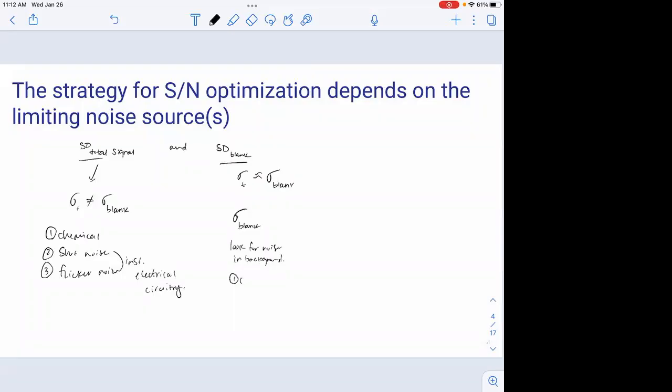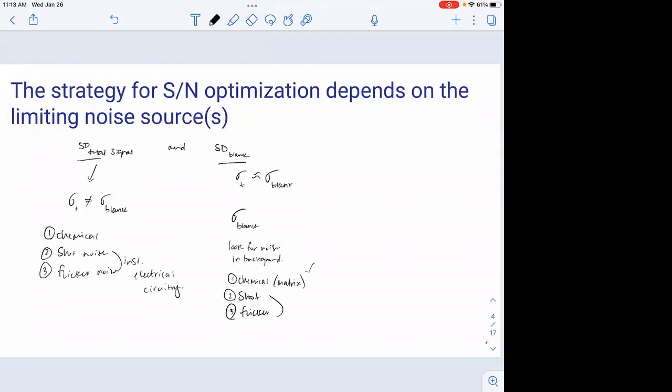Again, it might be chemical noise, right? So this could be noise from your solvent, anything that's a chemical that's not your analyte of interest that you're trying to measure anything about. So this is a chemical probably coming from the matrix of your sample. Could be shot, could be flicker. Again, these two are going to be hard for you to eliminate if you're just a tech running a method in your lab. But if it's the chemical noise, that's certainly something you can attenuate.